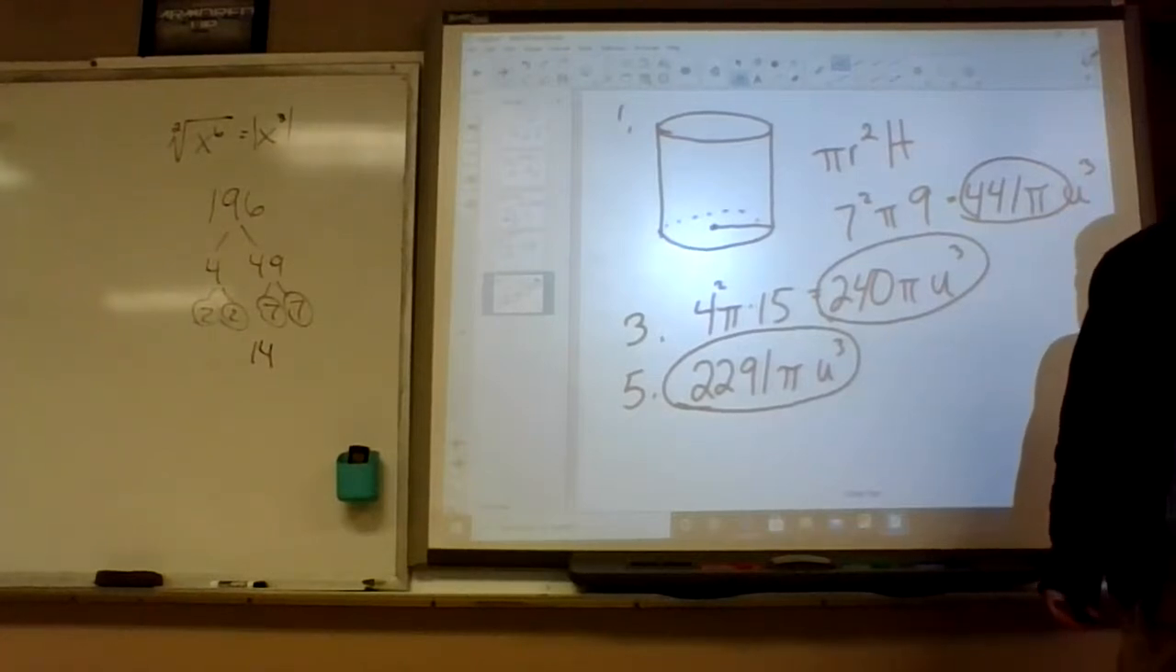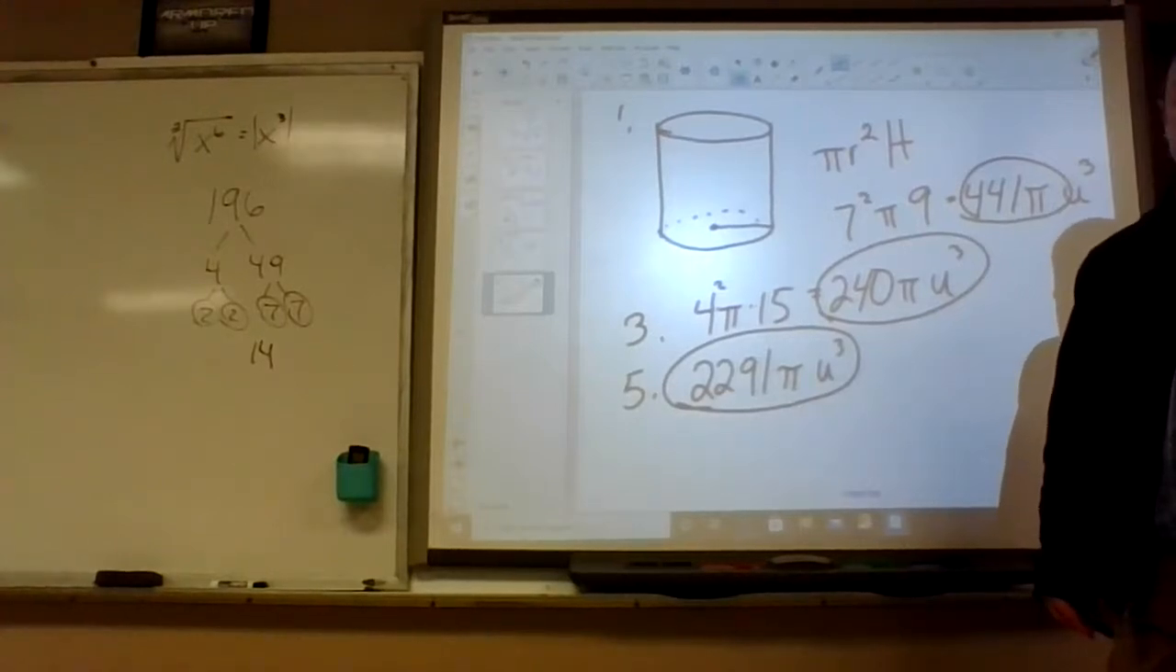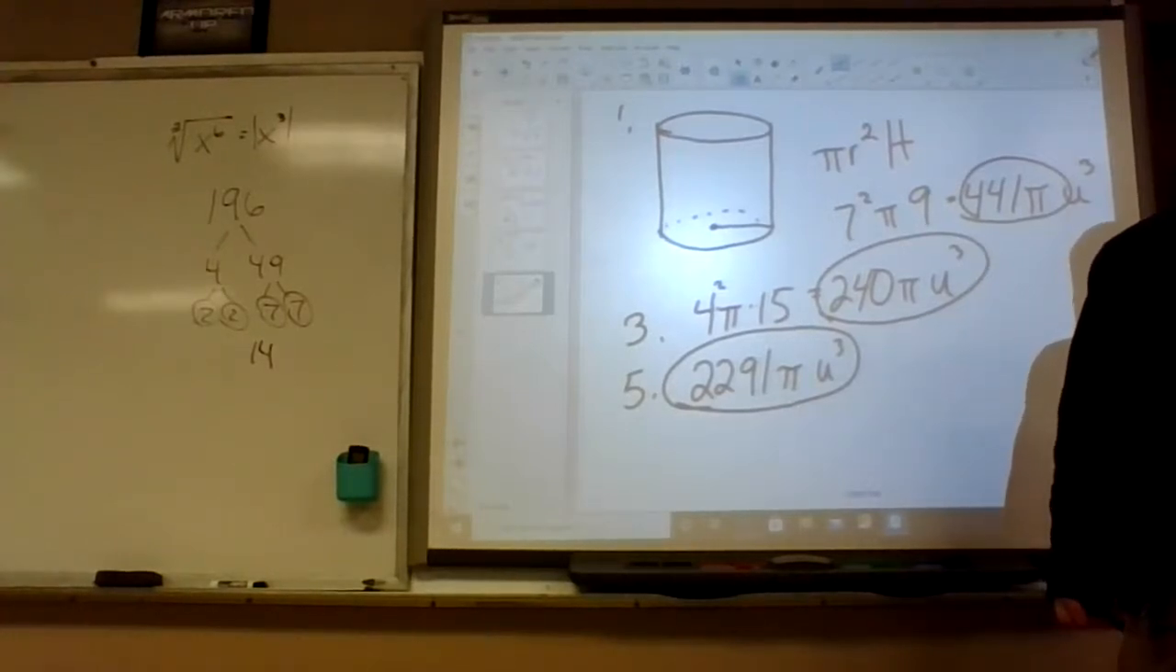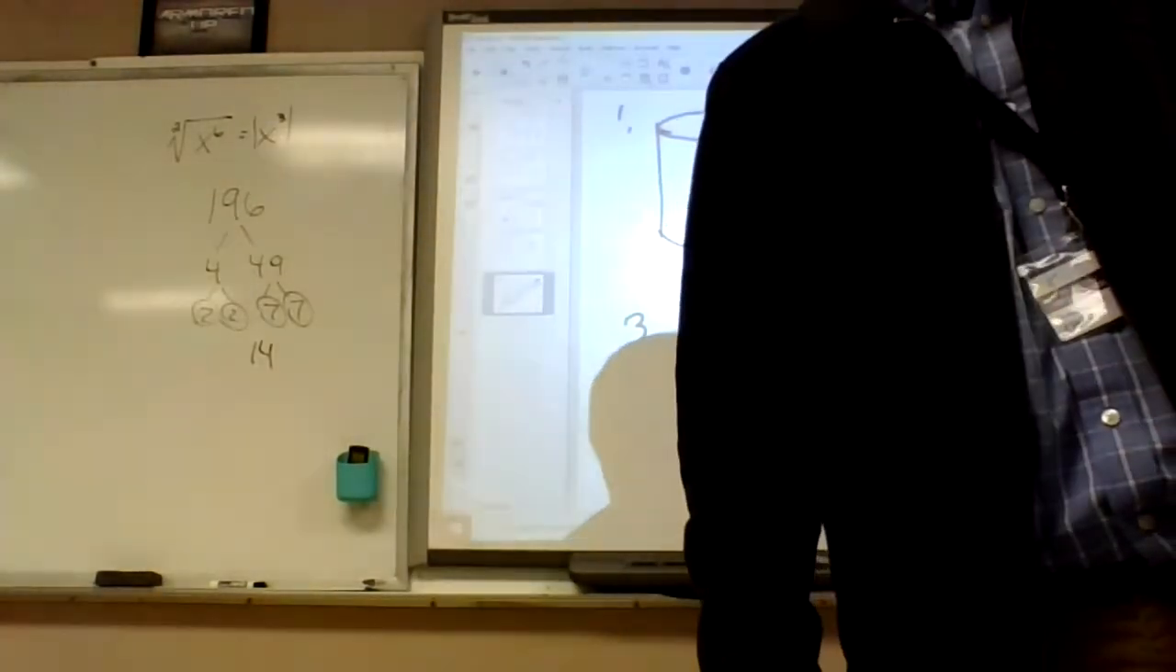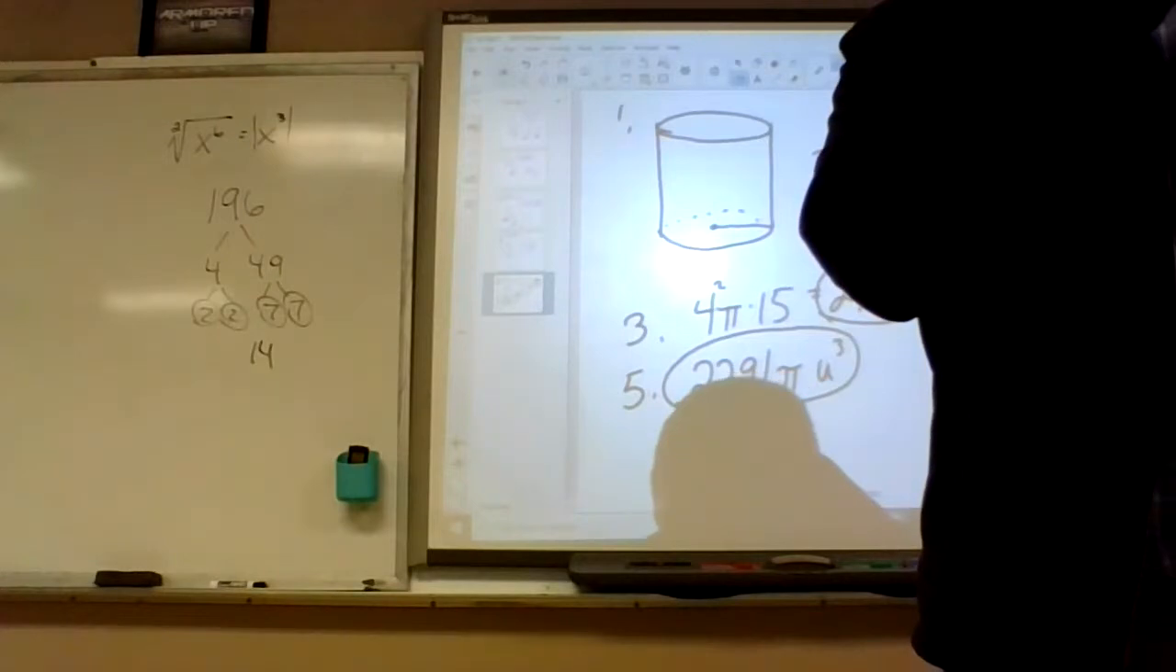Okay, something is different on number 6. They give you the diameter, so what's your first step? Divide, right, turn the 24 diameter into a 12 radius.